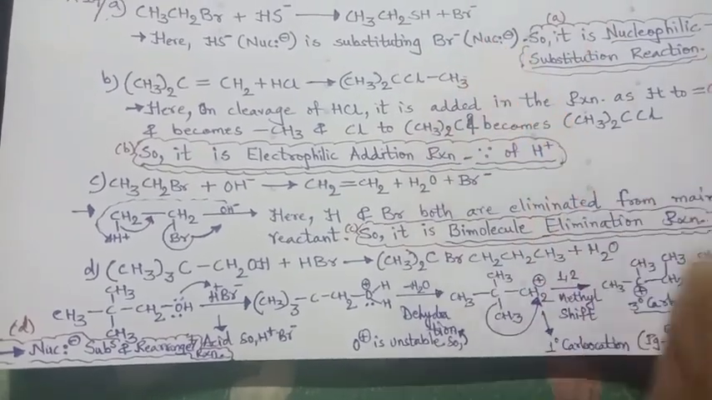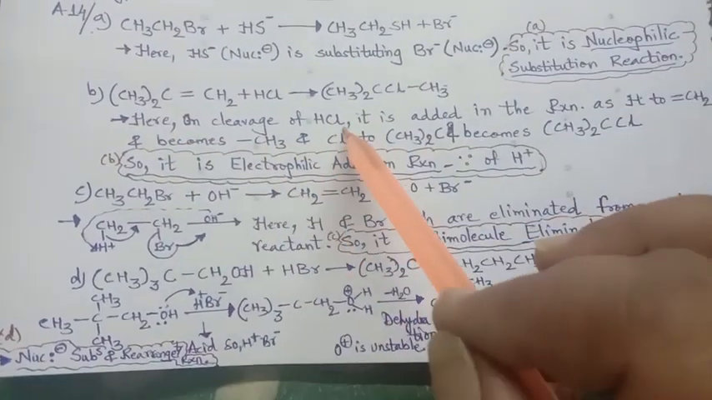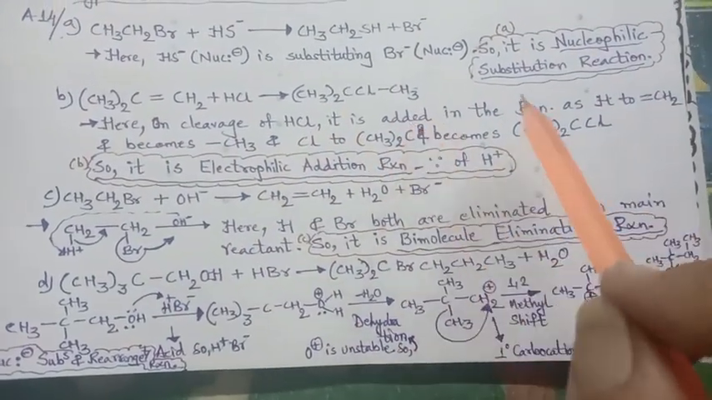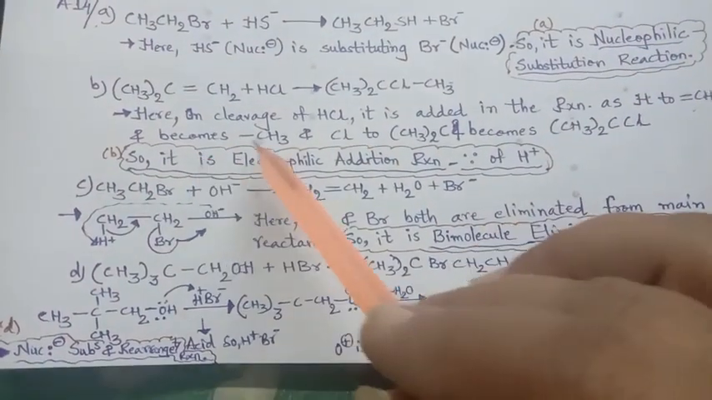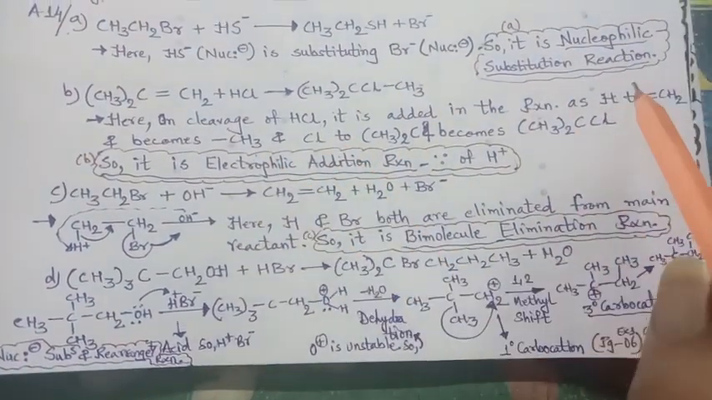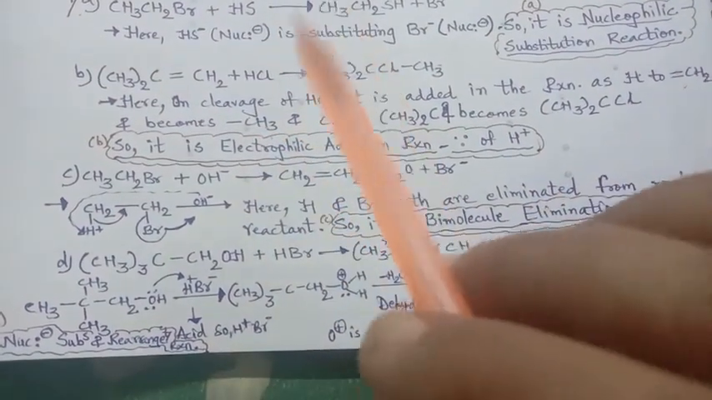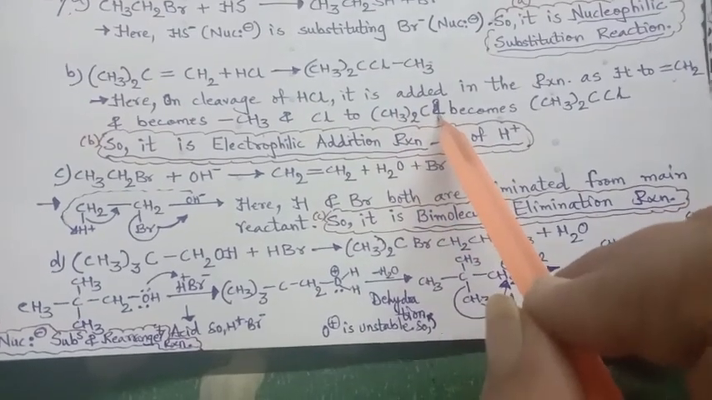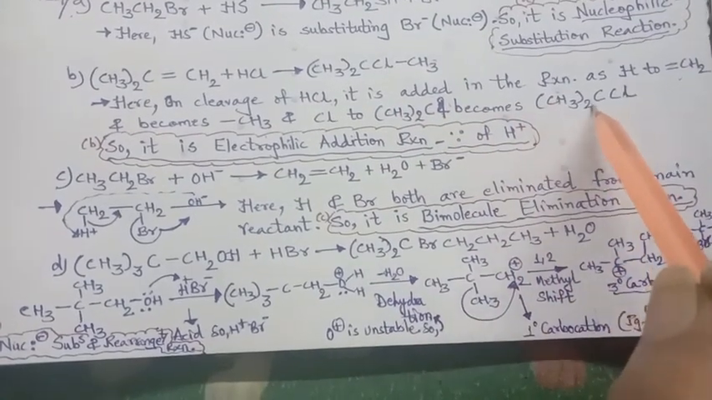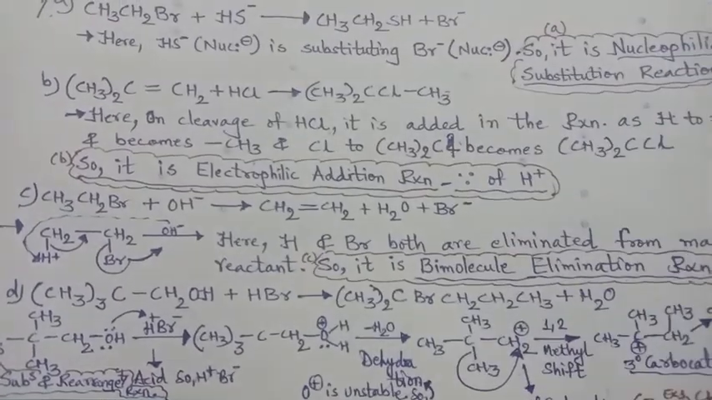It means this is definitely an addition reaction. Here, on cleavage of HCl, H is added to CH2 and it becomes CH3, and the C double bond is now single because valency is balanced, and Cl adds to the other carbon, becoming CH3CH2Cl. So it is an electrophilic addition reaction.